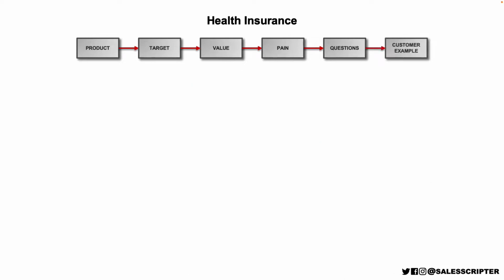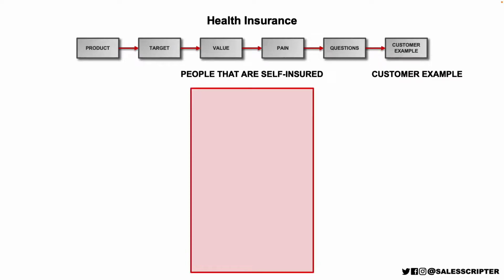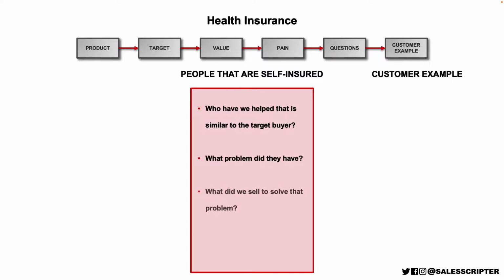And the next step is to think about a customer example that you might share as part of your sales script. And here is a tool that you can use to create a very brief customer example that you might be able to share. First, think about a customer that you helped that's similar to the target buyer type. What problem did they have that you helped to solve? What did you sell them to solve that problem? And then think of 2 improvements that they realized by purchasing from you.